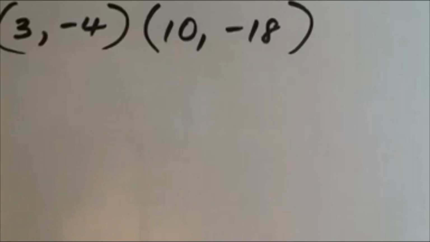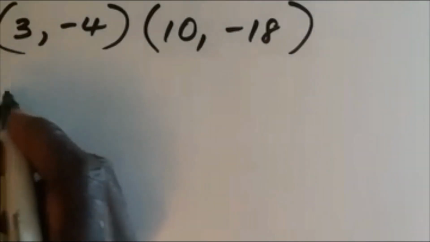Alright, we're given this pair of coordinates and we're asked to find the line that passes through these 2 points. So first we need to find the gradient.